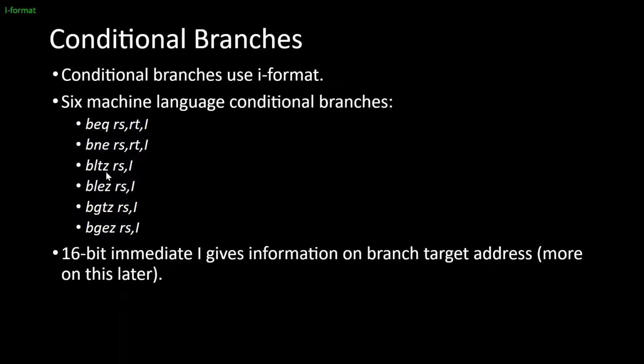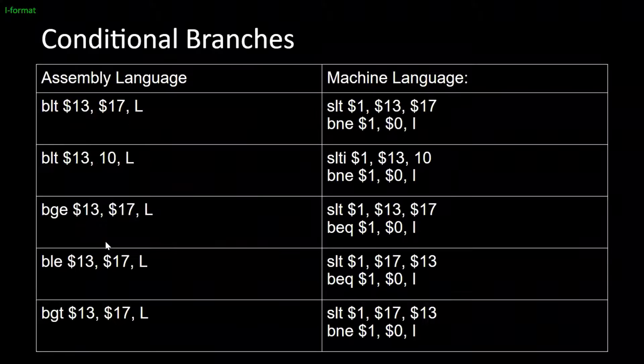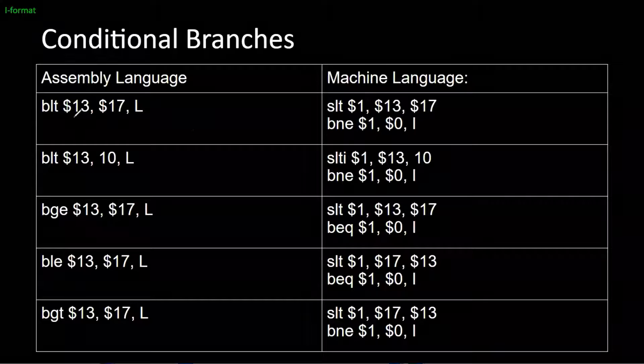We said they are the same in machine language. So we don't actually have branch less than. You see, there is no branch less than. We have branch less than 0. So that's something we could use, or maybe greater than 0, but we don't have directly branch less than. So when you do branch less than, and you're having 2 registers and a label, actually the machine language is going to be this code.